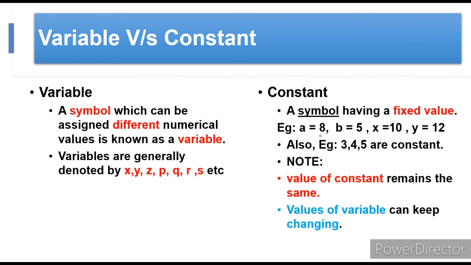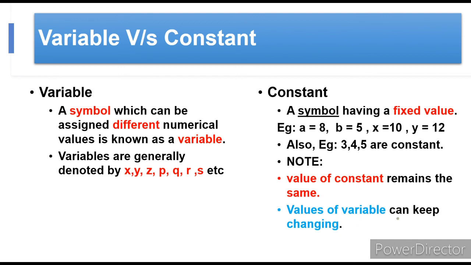B equals to 5, x equals 10, y equals 12, 3, 4, 5, any number, they are constants. Note here, the value of a constant remains the same. This I have just explained. Values of a variable can keep on changing. Okay, so keep this thing in mind.